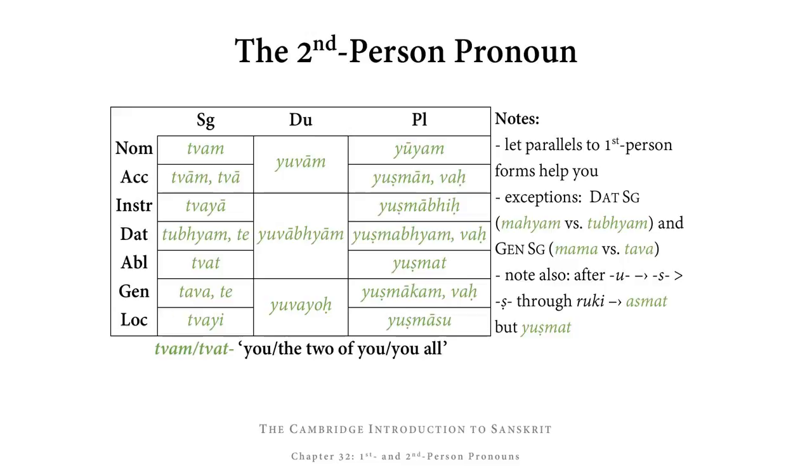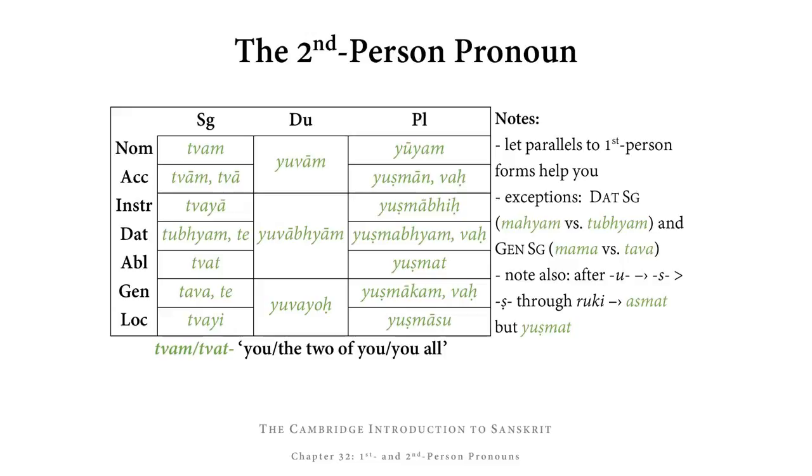Next up then the second person pronoun, which in the singular means you, in the dual the two of you, and in the plural you all, or simply you. This is best memorized in parallel with the first person pronoun because the forms for the most part use the same endings but different stems.